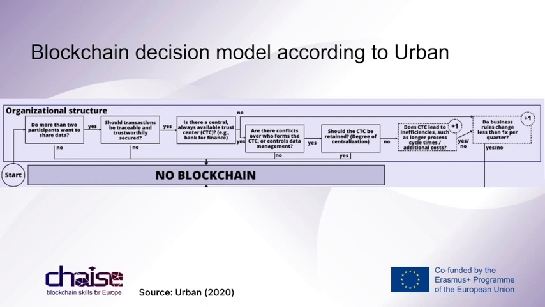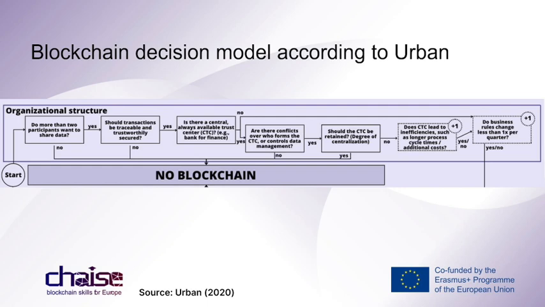Are there conflicts about who forms the CTC or controls the data management? In particular, as the complexity of the business network increases, with a high number of participants, it becomes more difficult to identify an organization that all participants trust, so that it can act as the CTC. Should the CTC be maintained? Does the CTC lead to inefficiencies such as longer process cycle times and additional costs?